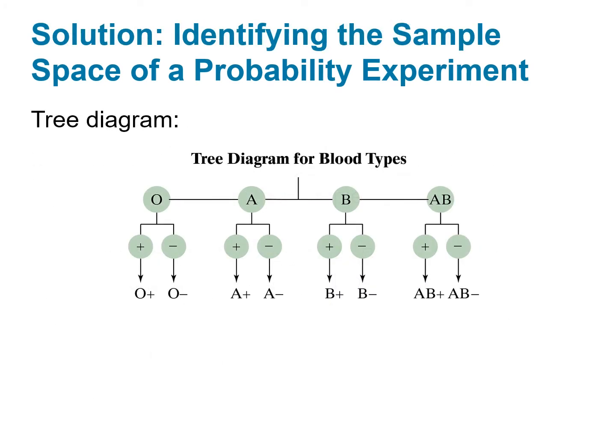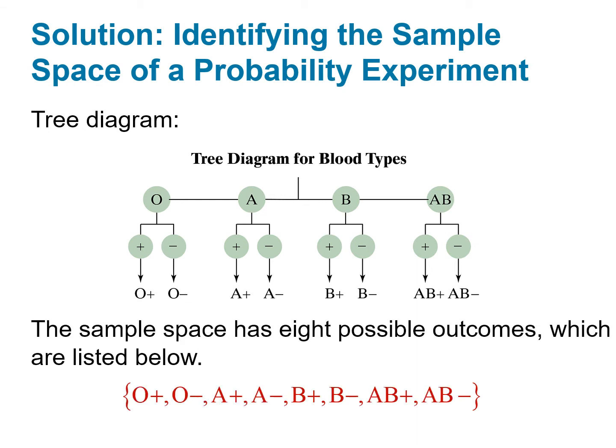Okay. So here's our tree diagram for the situation. Notice the first row has O, A, B, and AB. The second one has our positive and negative for each of those types. So if we look at that, we have 8 possible outcomes along the bottom row there. If we list those in sort of a set form, they list out as O positive, O negative, A positive, A negative, B positive, B negative, AB positive, and AB negative.